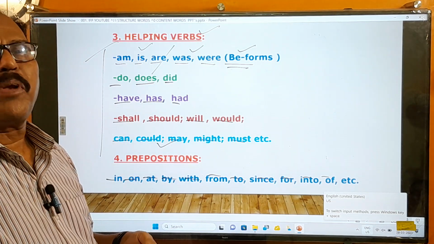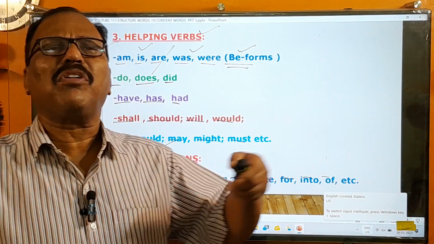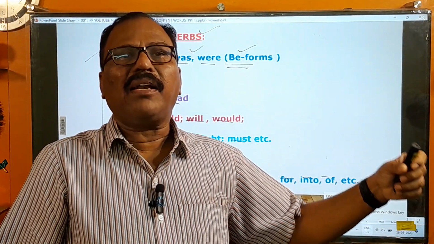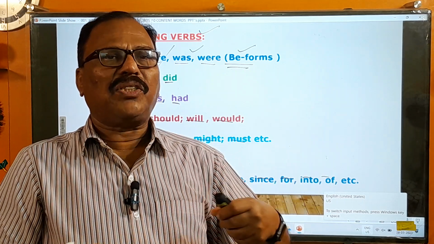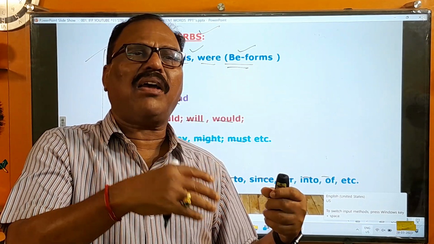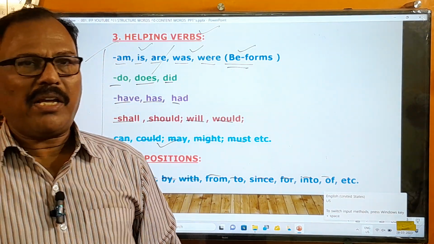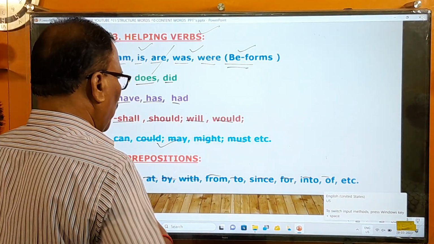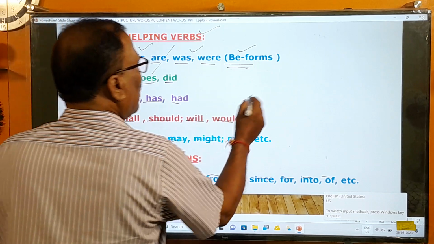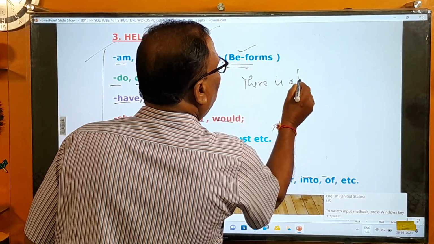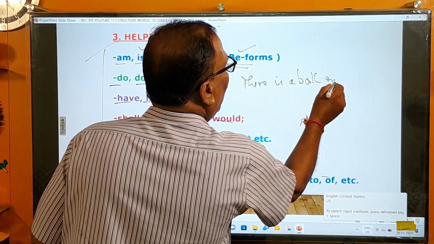Prepositions are nothing but the words used before a noun or a pronoun, and they join that noun or pronoun to the remaining sentence. Let me give you one example. For example, there is a book on the table.